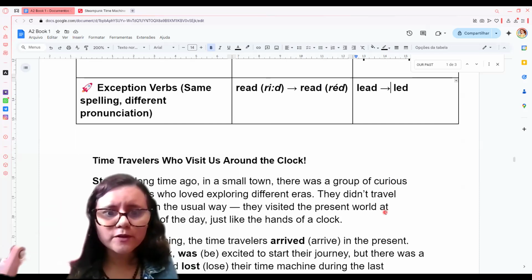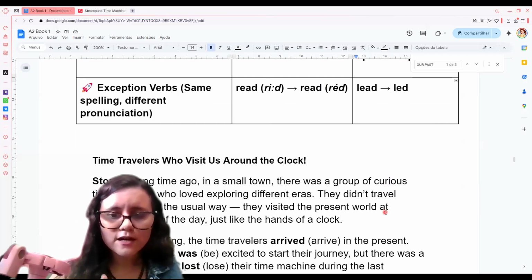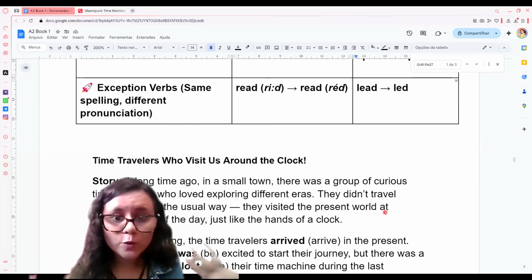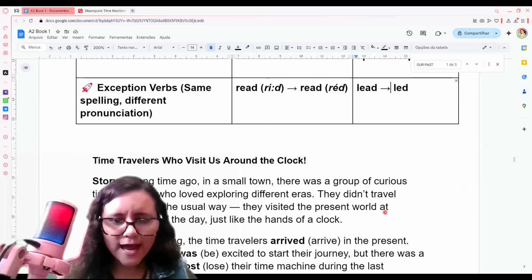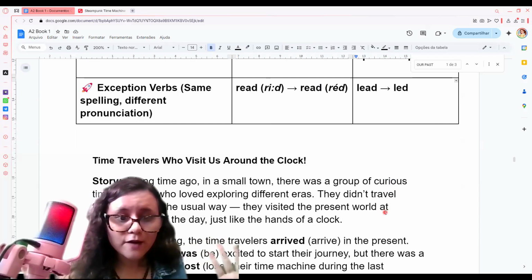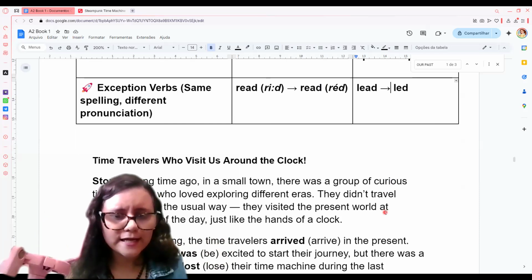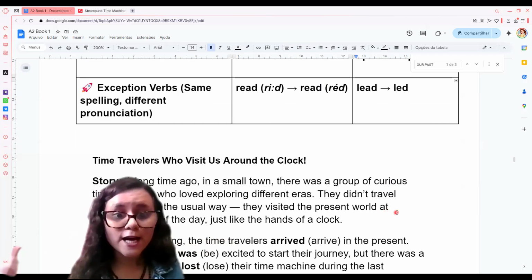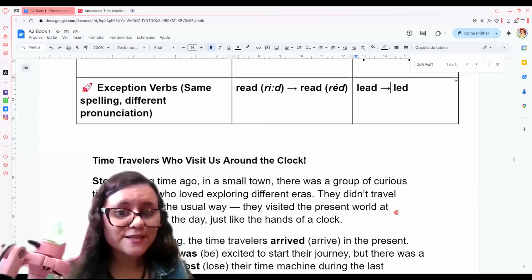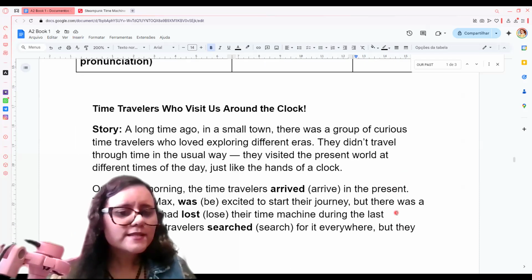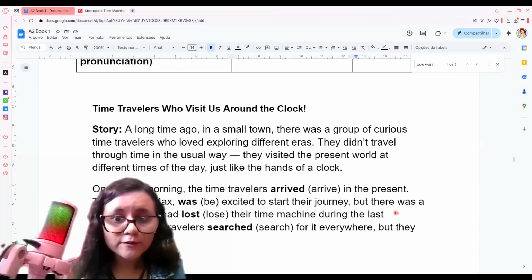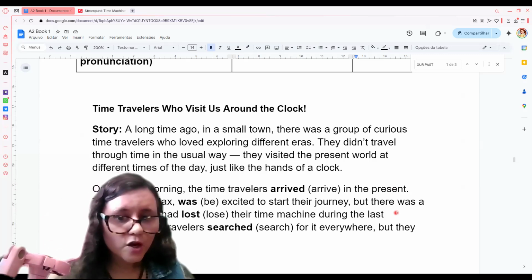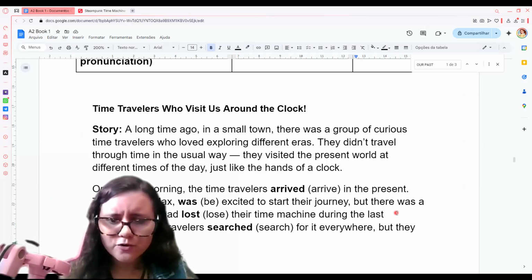A long time ago, in a small town, there was a group of curious time travelers who loved exploring different eras. They didn't travel through time in the usual way. They visited the present world at different times of the day, just like the hands of a clock. One sunny morning, the time travelers arrived in the present. Their leader, Max, was excited to start their journey.